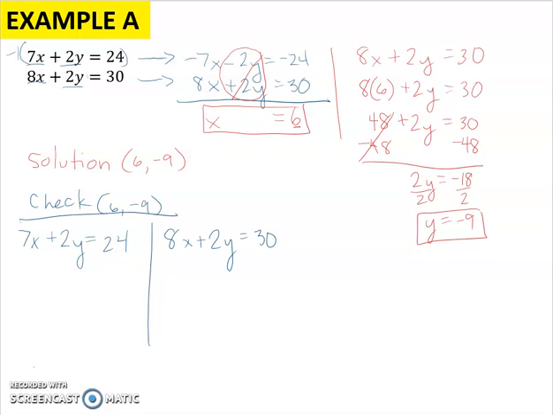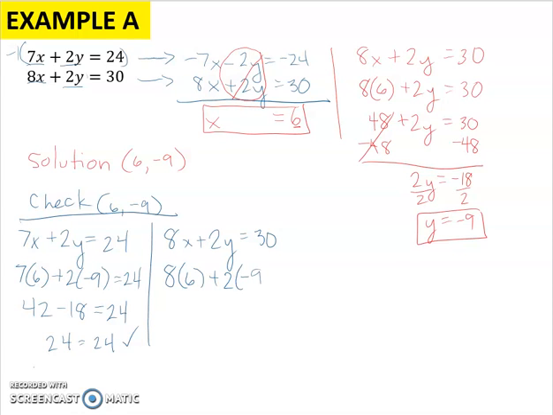Okay, so I'm going to plug 6 in for my x's and -9 for the y's. So 7 times 6 plus 2 times -9 equals 24, and I'm going to simplify. 42 minus 18 is 24, and I get 24 equals 24. Woohoo! Okay, one works. Check the other equation though before we have our total celebration here.